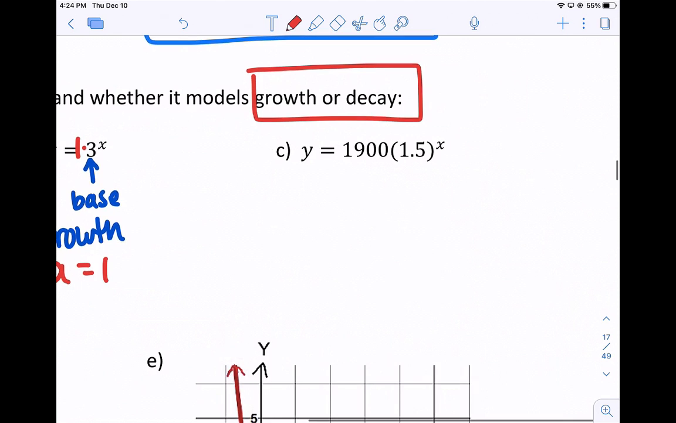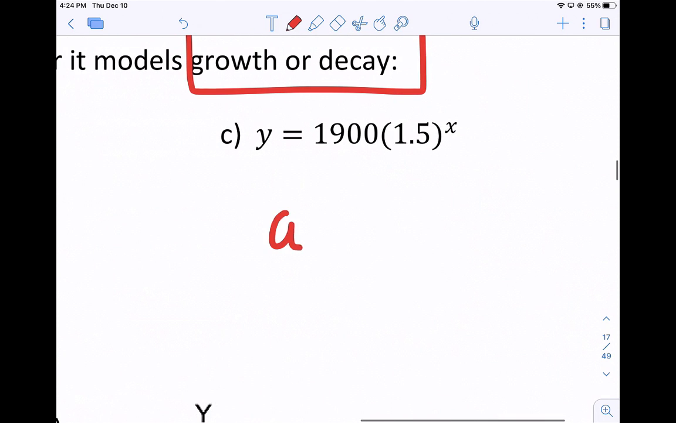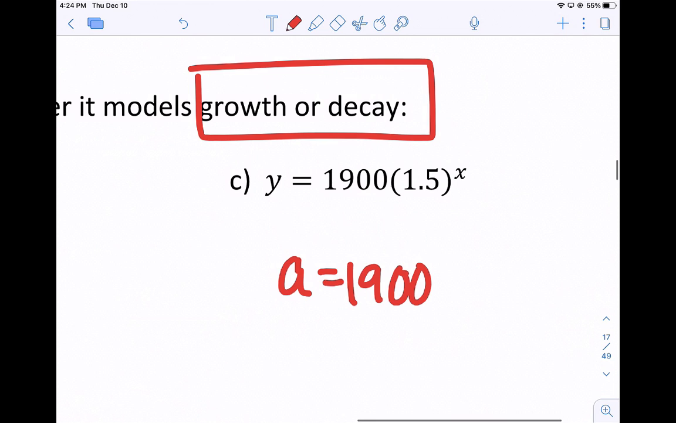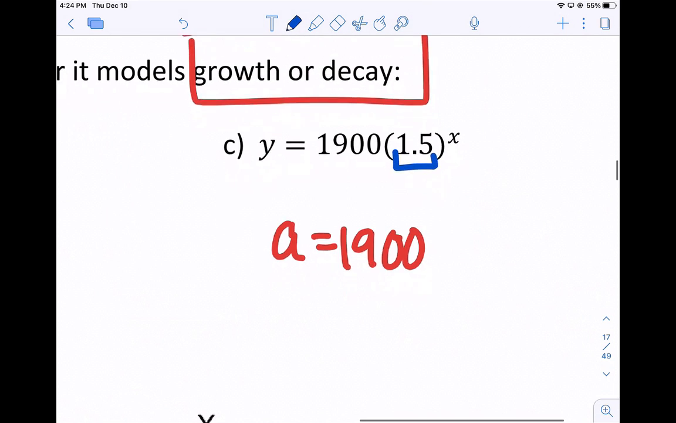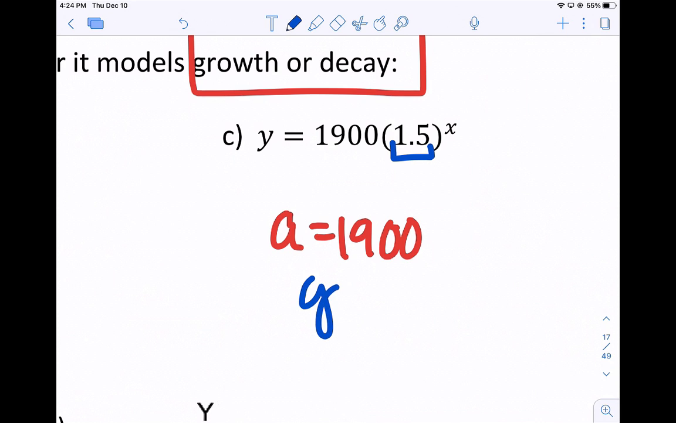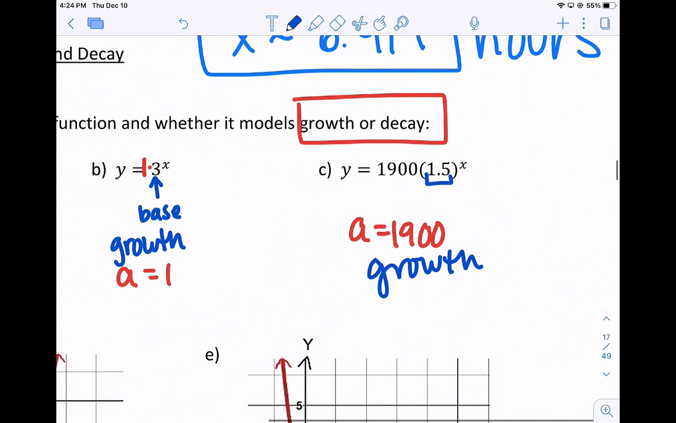All right, let's take a look at the next one. Here the A value, we can see it's 1900. And then if we take a look at the B value, the growth or decay rate, that's 1.5. This is bigger than 1. So it means you're going to be increasing or growing every hour. So this is growth because the 1.5 is bigger than 1.